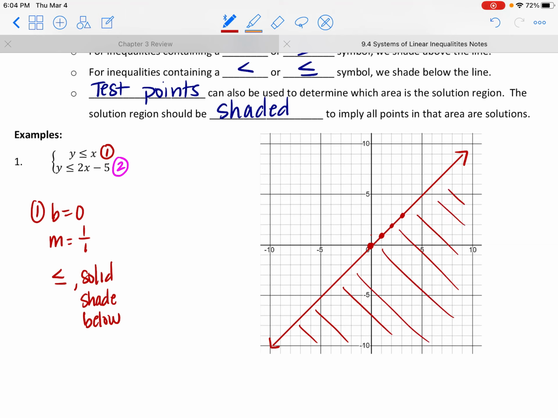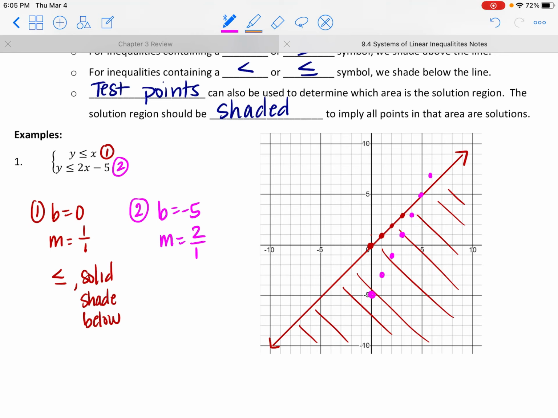At the same time, we're going to compare these two in this system. So in this one, b is -5, and m is 2, or 2 over 1. So I'm going to start at -5 with a point, and I'm going to go up 2 over 1 as many times as I need to in order to make a good sketch here. And this, again, is a less than or equal to, so it means I'm still going to make a solid line, and I'm still going to be shading below.